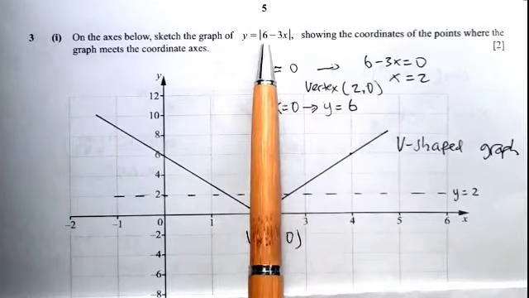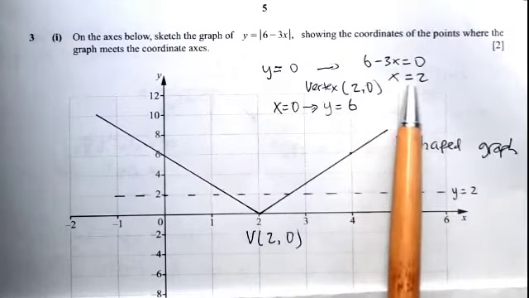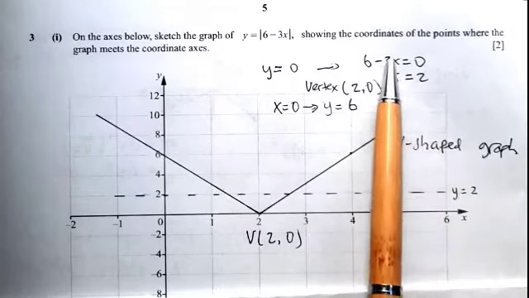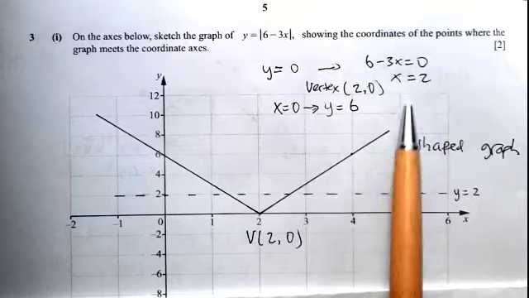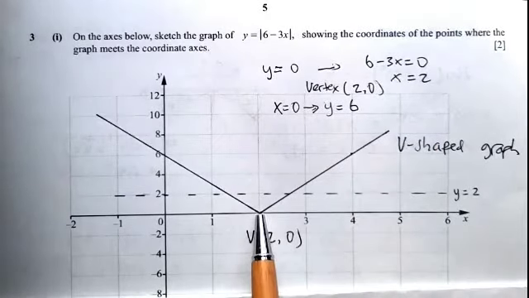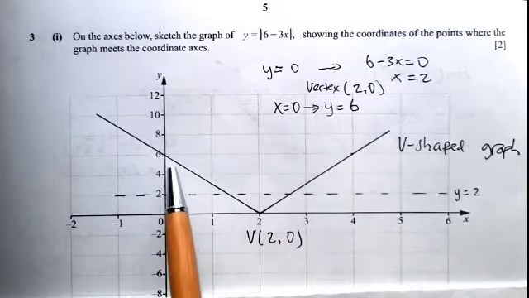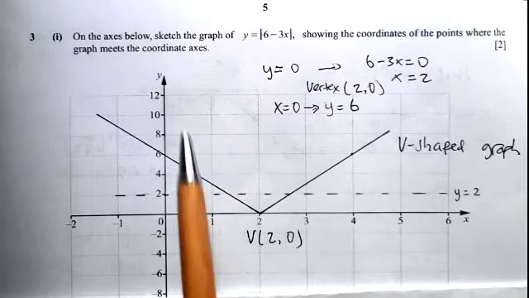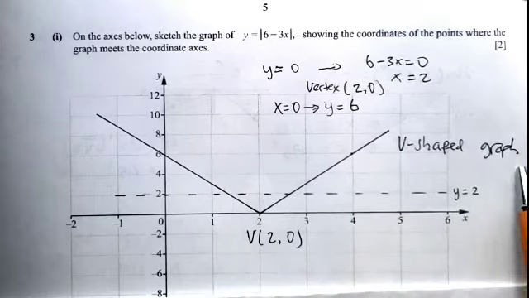When y is 0, this part is 0, thus 6 minus 3x equals 0, thus minus 3x equals minus 6, or x is minus 6 per minus 3, that is x is 2. Thus the x-intercept, that is the vertex, is (2, 0), this point. And when x is 0, y is 6, that is the y-intercept 6. The graph of an absolute value is always a V-shaped graph.